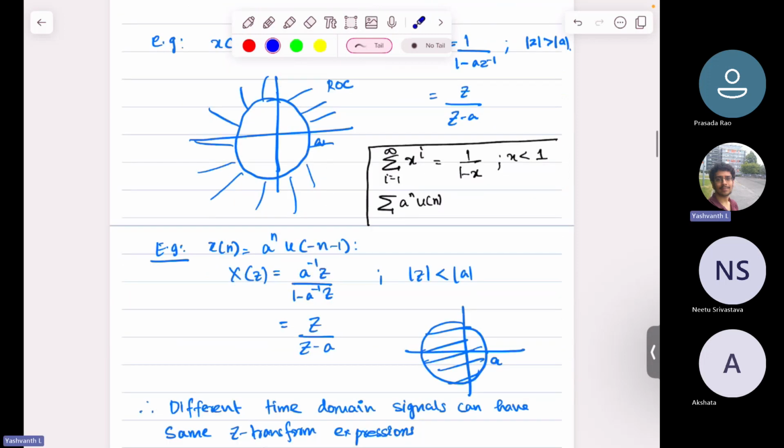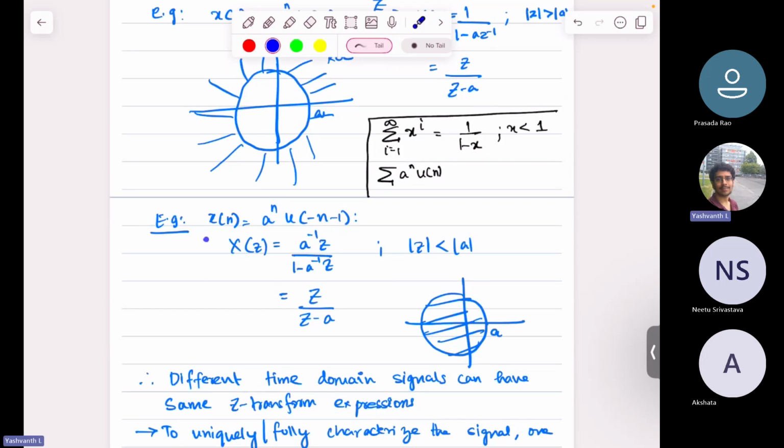Okay. Now, similarly, if you compute x of n equal to a power n times u of minus n minus 1, that is the left-hand unit step signal, in the negative n domain, negative time axis. You can show that again your x of z will come out with the same z by z minus a, but your ROC will now be different. That is, mod z will be less than mod a.